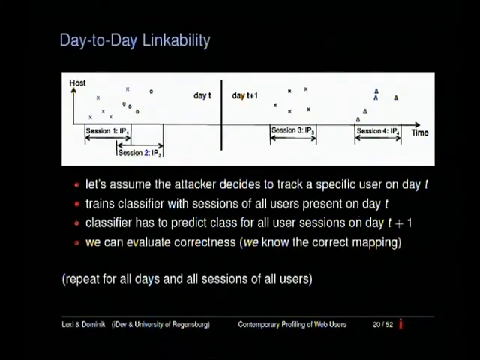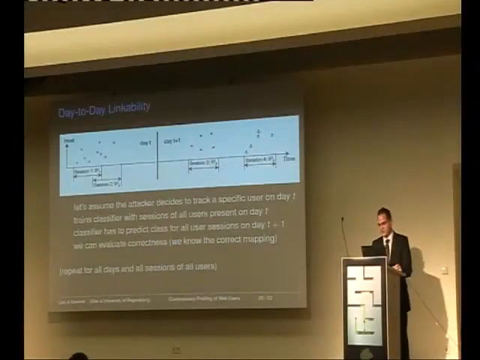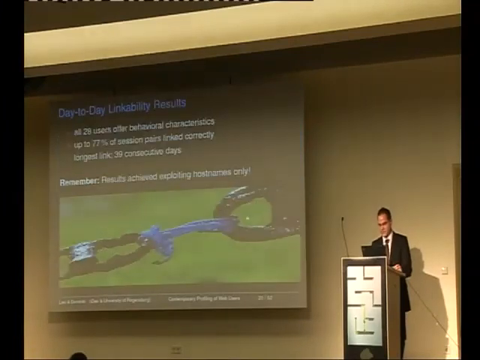The scenario is basically like this. The attacker wants to track on day T some specific user. He trains a classifier with all users that are present on that day. On the day T+1, next day, he is confronted with different IP addresses, different sessions, and now he asks the classifier to predict what the mapping between sessions in day T and sessions in day T+1 is. And we, as researchers, can actually evaluate this because we know the true mapping, we know the true pseudonyms of the users, although we don't know their identities. And repeat for all days and sessions.